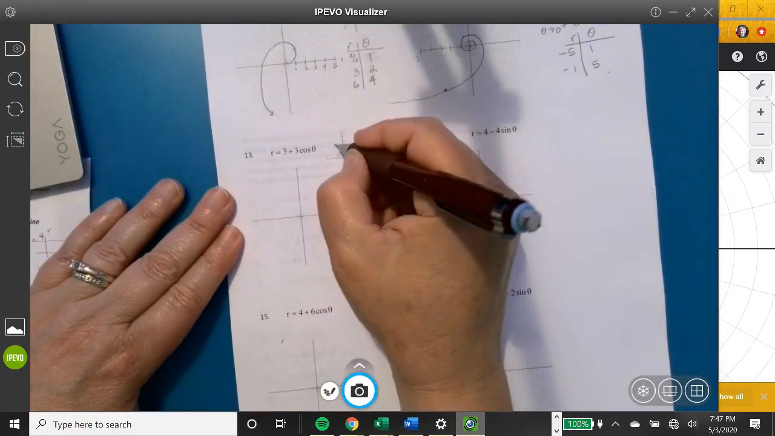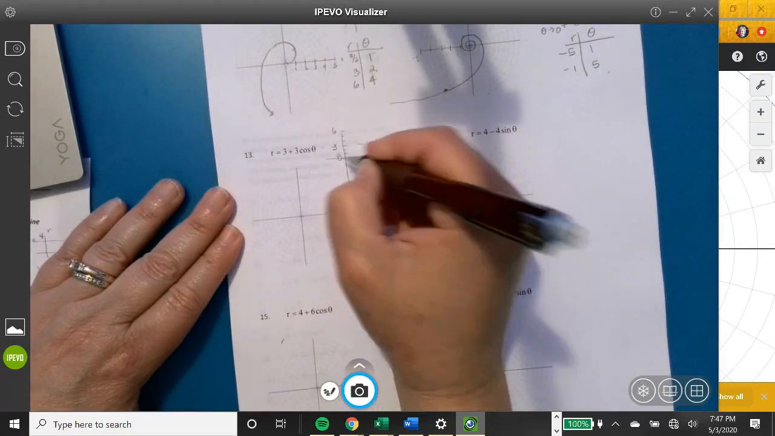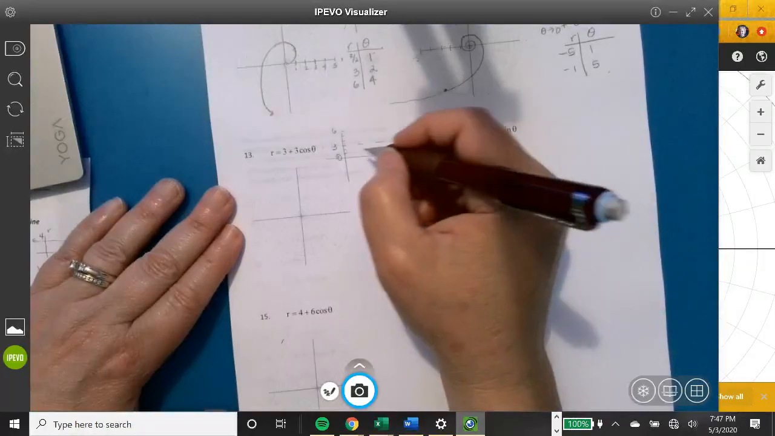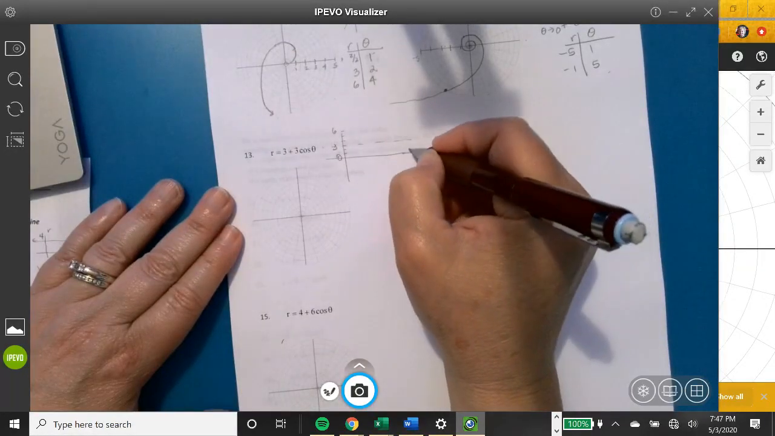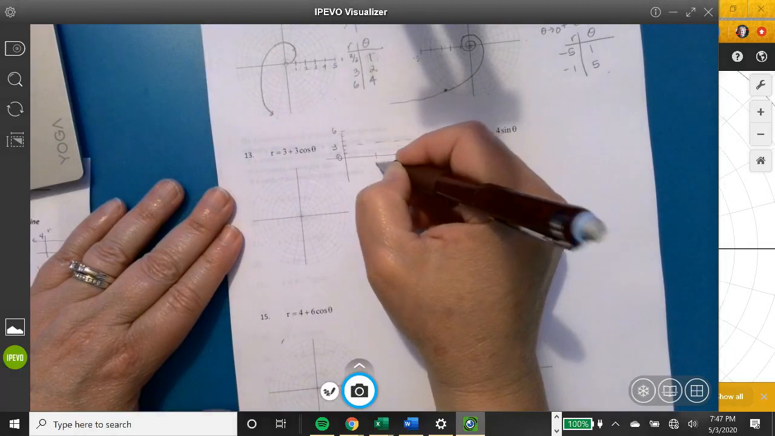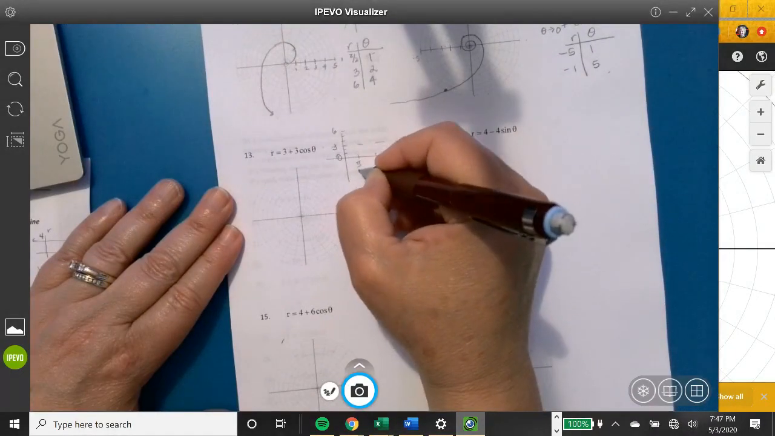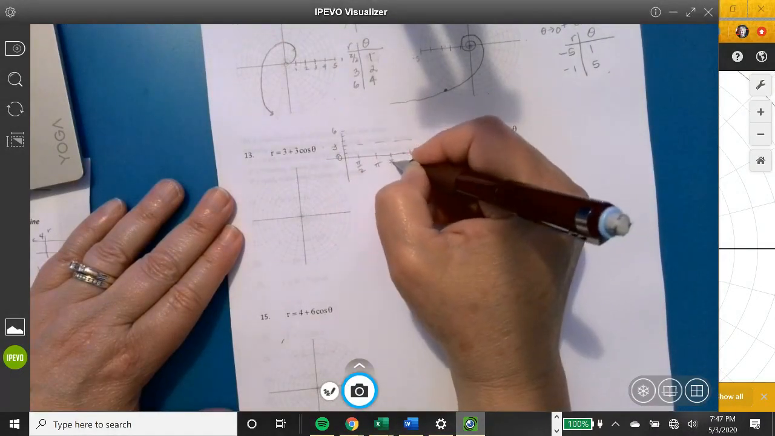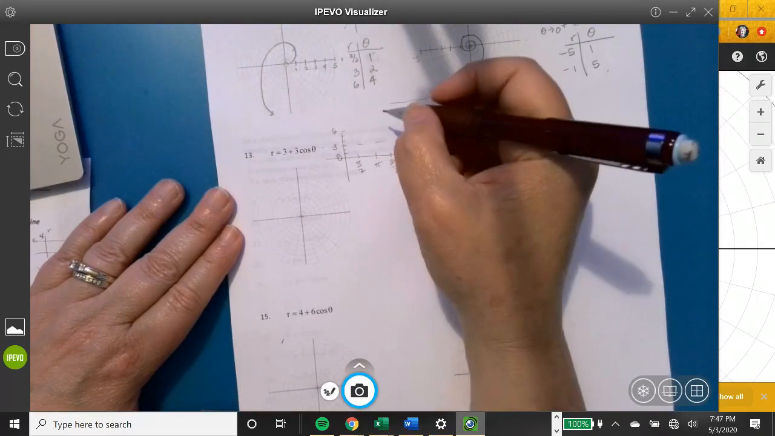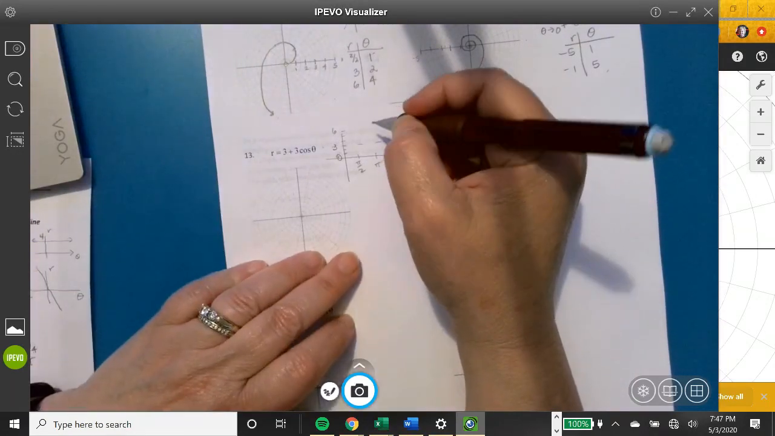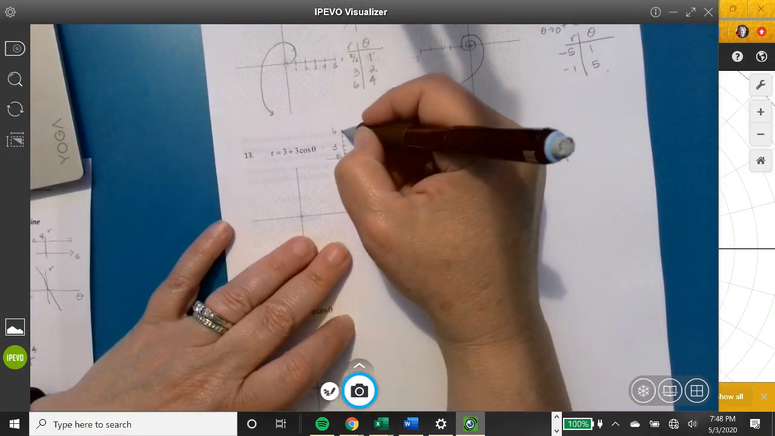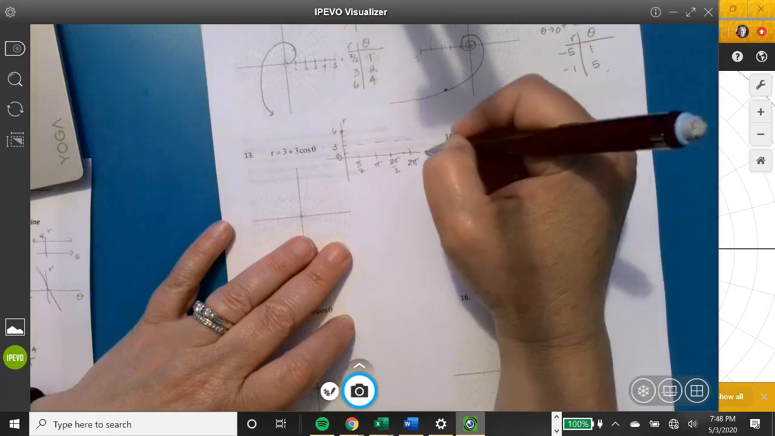The midline is 3, this is 6, and this is 0 here. So what's happening is this is a cosine, and with no period change, I still have those nice, pretty increments we know and love as pi over 2, pi, and 3 pi over 2. And I'm going to start up in amplitude, because this is a positive curve. This is r and this is theta.